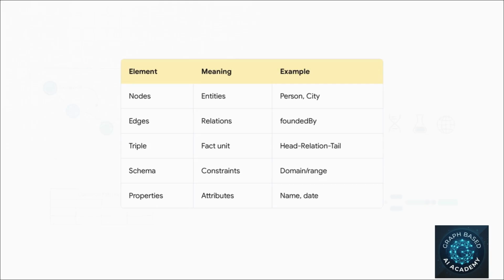Next are edges, which are those semantic, typically directed relationships connecting the nodes, like founded by. Third is the triple, which, as we just covered, is the minimal fact unit combining nodes and edges. Fourth is the schema, or ontology, which is that all-important blueprint of rules and constraints, like domain and range. And lastly, properties. These are just specific attributes you can slap directly onto nodes or edges, like a person's name, a date, or maybe a confidence score for a fact generated by a machine.